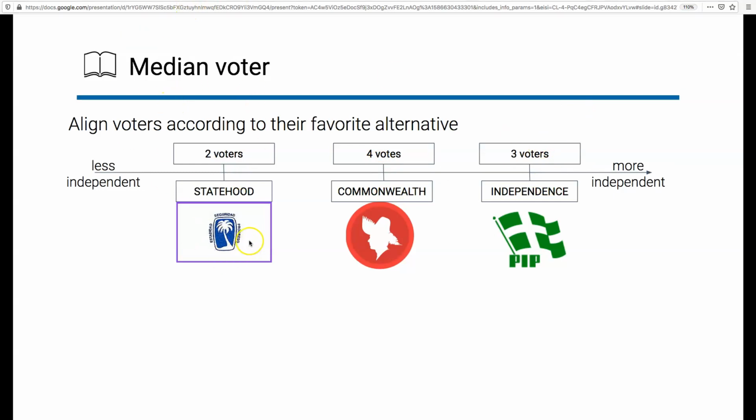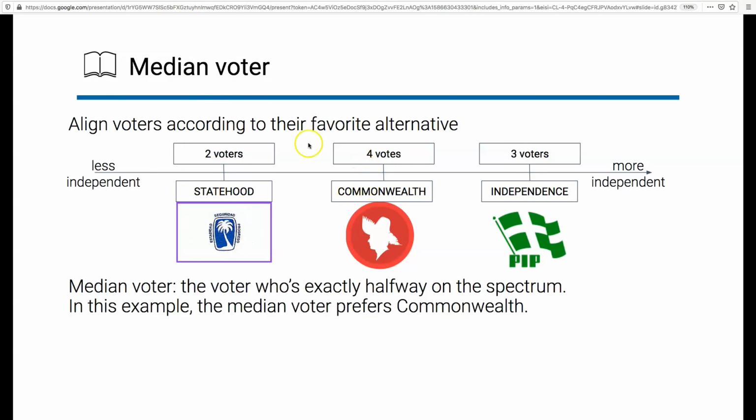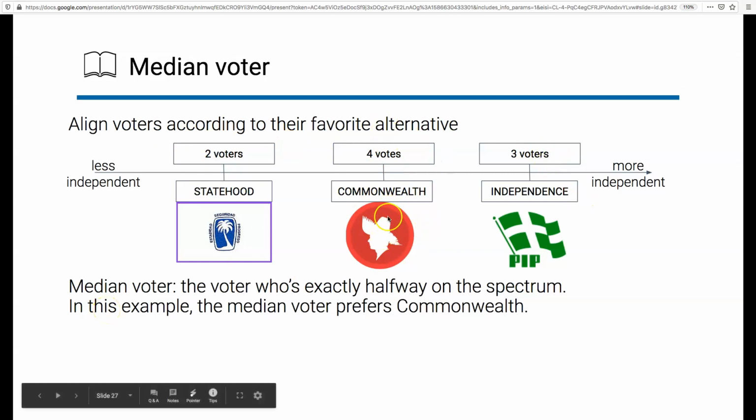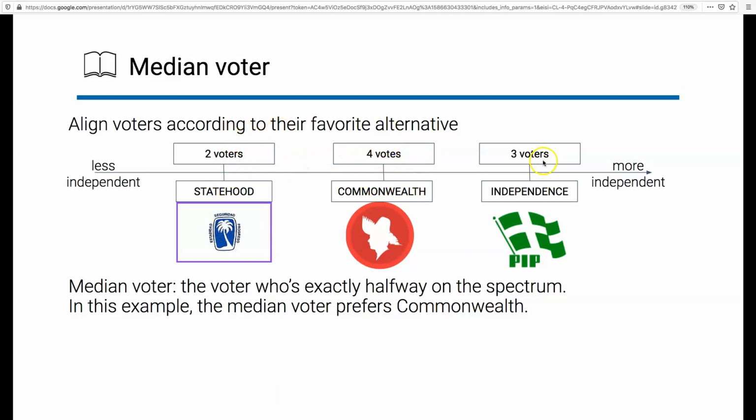Let's consider the median voter. Who is the voter that has exactly 50% of the group to the left and 50% to the right? In this example, the median voter would be somebody who prefers Commonwealth, because if we align voters one by one on the line, we have 9 total, so the 5th voter somewhere in the middle will be the median voter, with 4 voters on the left of that voter and 4 voters having their top picks on the right. So in this example, the median voter would prefer Commonwealth.